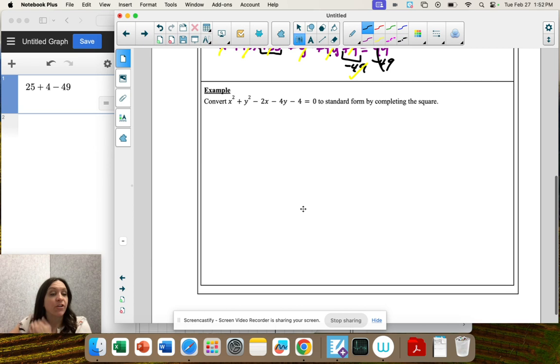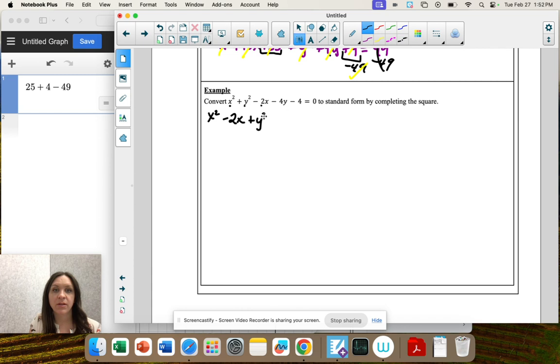Okay, and now we're going to learn how to go the other way. What if we have general form, but we want it in standard form? And we're going to learn something called completing the square. So first thing is you want to rearrange it so that the x's go together. So I have x squared minus 2x. Then I want my y's together. Y squared minus 4y. And then I'm going to add the 4 to the other side. So the constant goes on the other side of the equal sign. So equals positive 4.